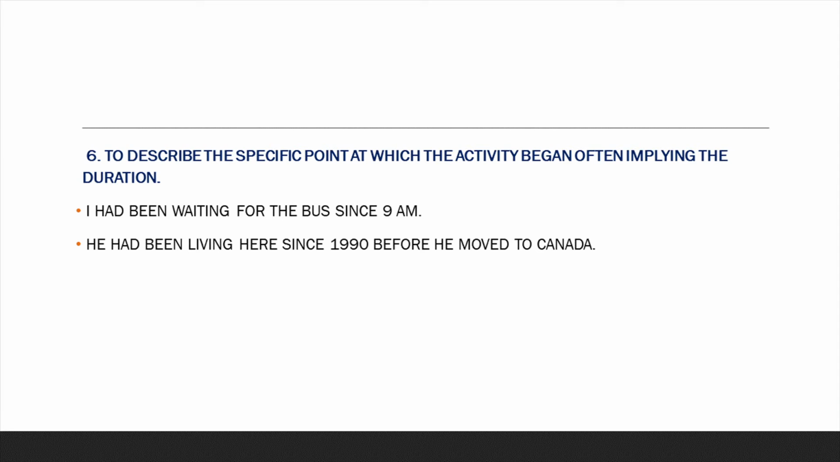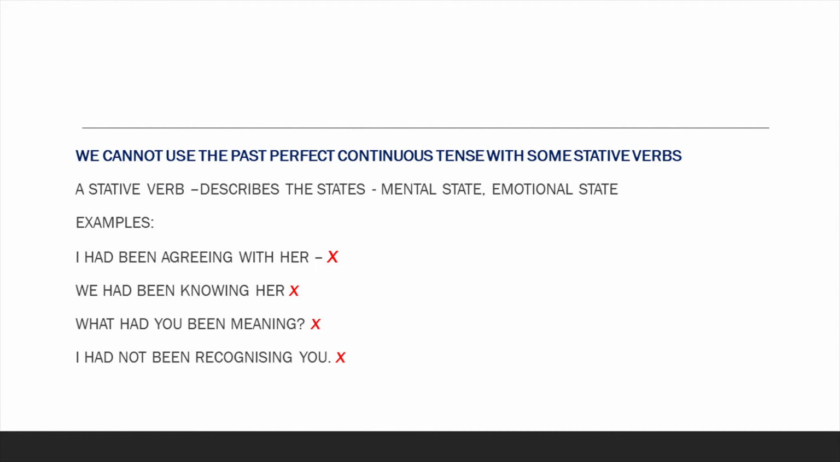Next one. He had been living here since 1990. And you're also telling what happened later, before he moved to Canada. So maybe till the present moment, or maybe they're in Canada at the moment. So since 1990, and at that point, that clearly tells how long they've lived. So when they moved, that comes later. Okay, let's go to the next one.